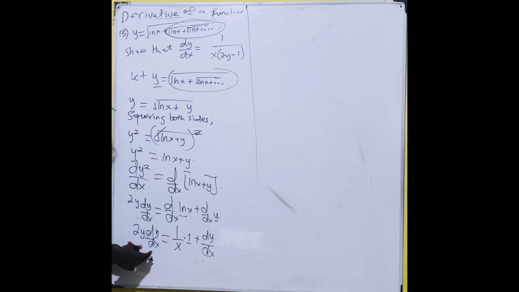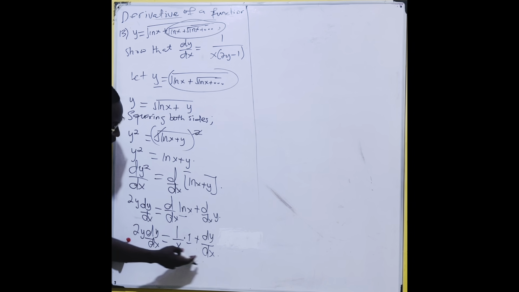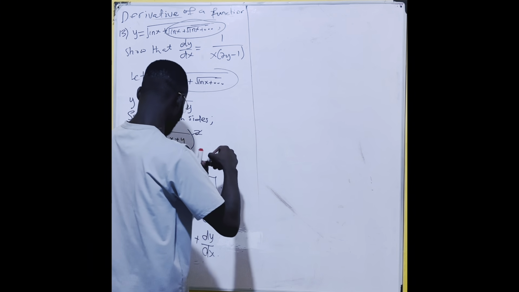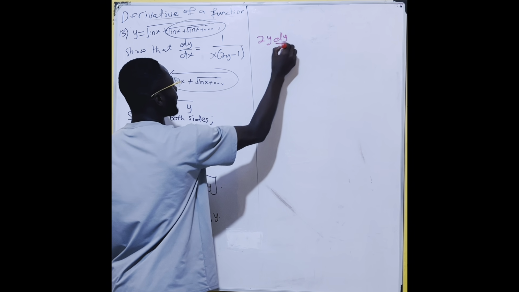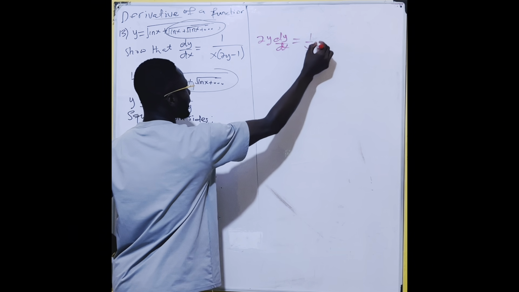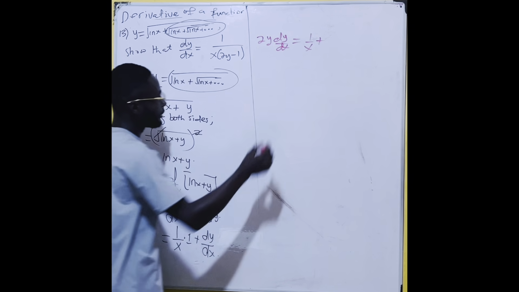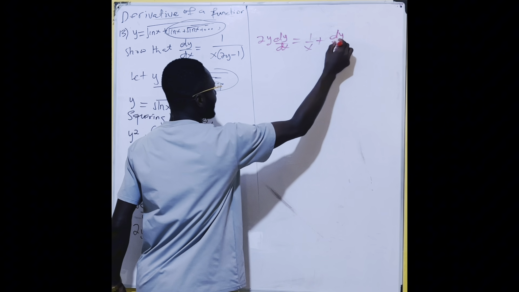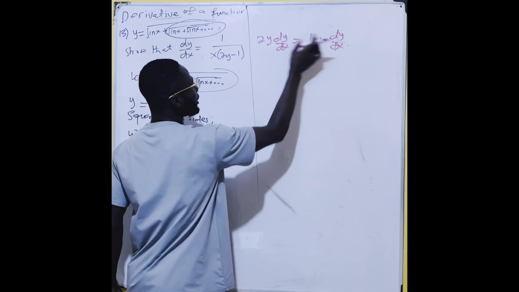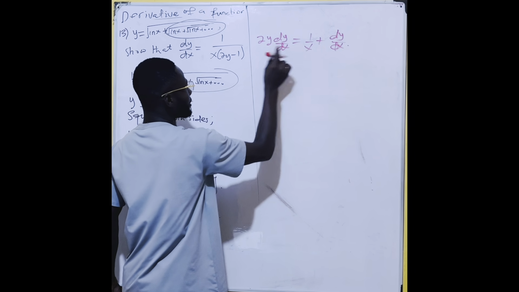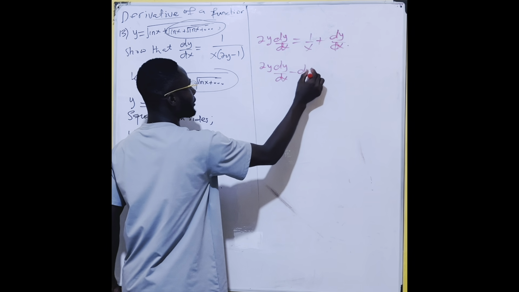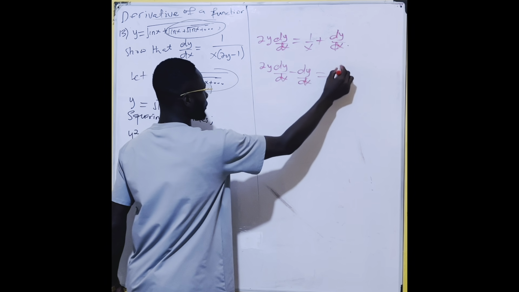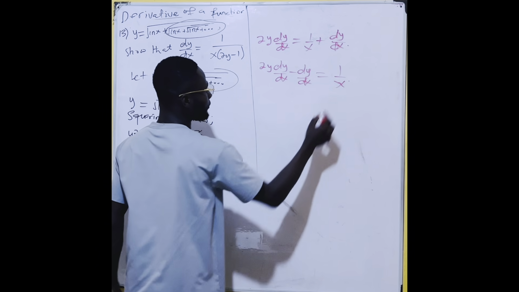Okay, so we are done with the differentiation. So we have to group like terms to find our dy/dx. So we go up here, then we have 2y dy/dx equals 1 on x plus dy/dx, right? So we bring this here, then we remain this. So we have 2y dy/dx minus dy/dx equals 1 on x, right?